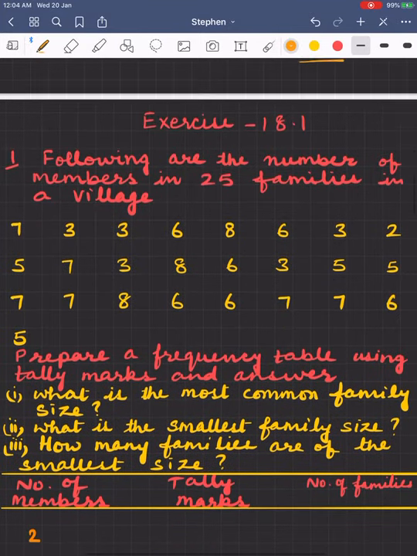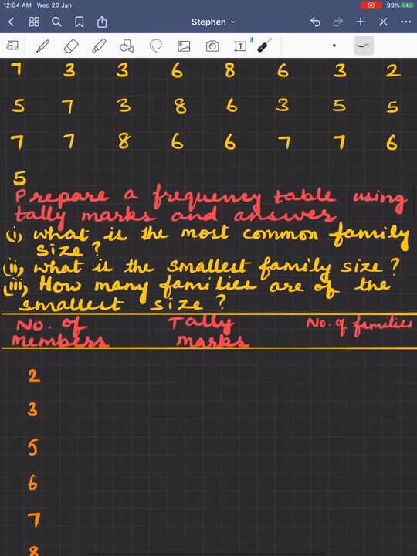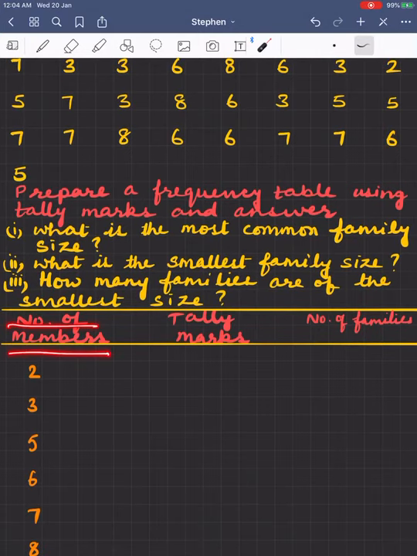Now let's do the first question of exercise 18.1. Following are the number of members in 25 families in a village. And we have to prepare a frequency table using tally marks, and we have to answer the given questions. So let's prepare a frequency distribution table using tally marks. In the first column, we write the given data in ascending order. So here we have the number of members in each family, and we arrange them in ascending order. We have 2, 3, 5, 6, 7 and 8. In the second column, we assign tally marks.